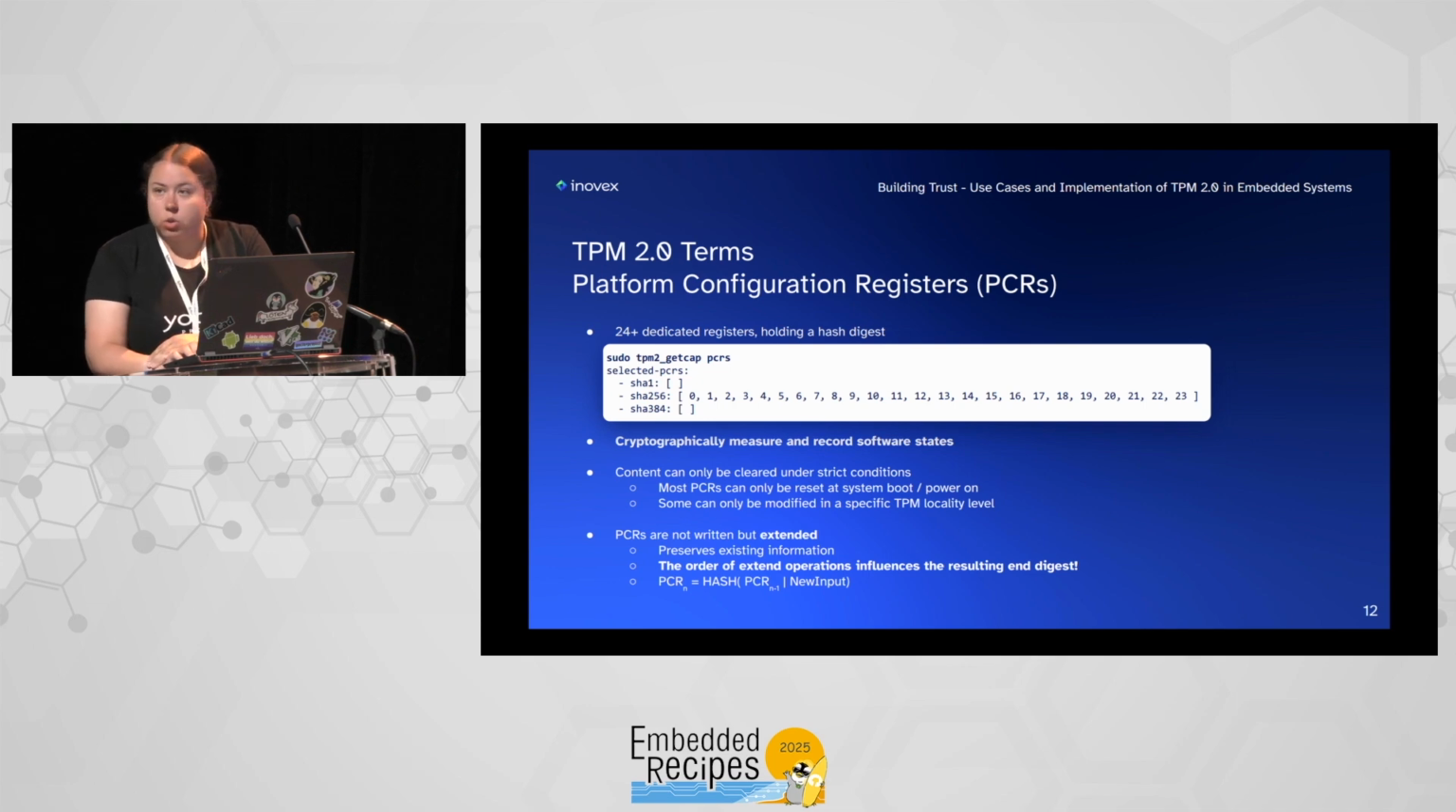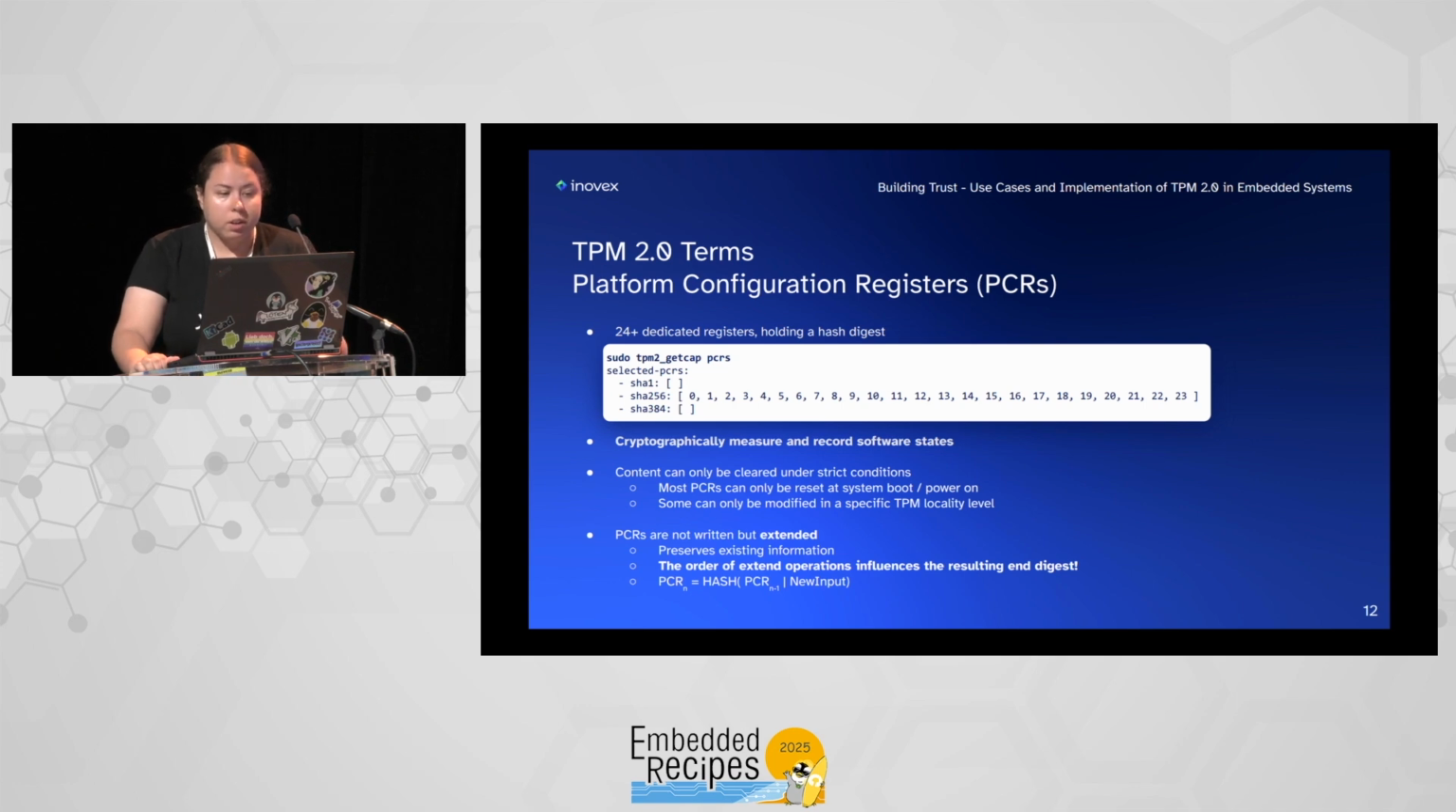And the next thing I want to talk about are the platform configuration registers. I think that's the most unique part of TPM, and I think also the most powerful. Platform configuration registers are 24 or more dedicated hardware-based registers holding a hash. You can see with the TPM2 getcap PCR commands what hash is used on your device. SHA-1 is basically for compatibility use cases. I think it's not used in TPM2 anymore at all.